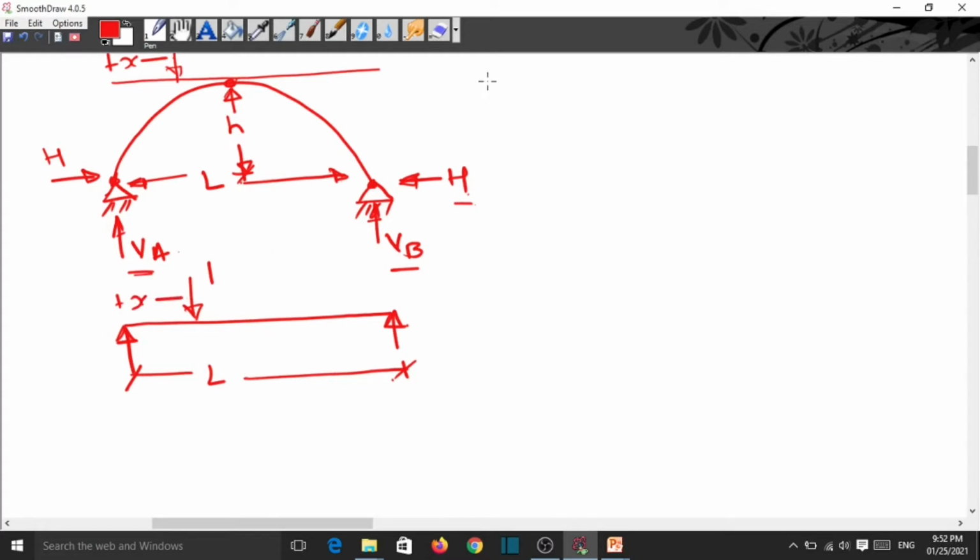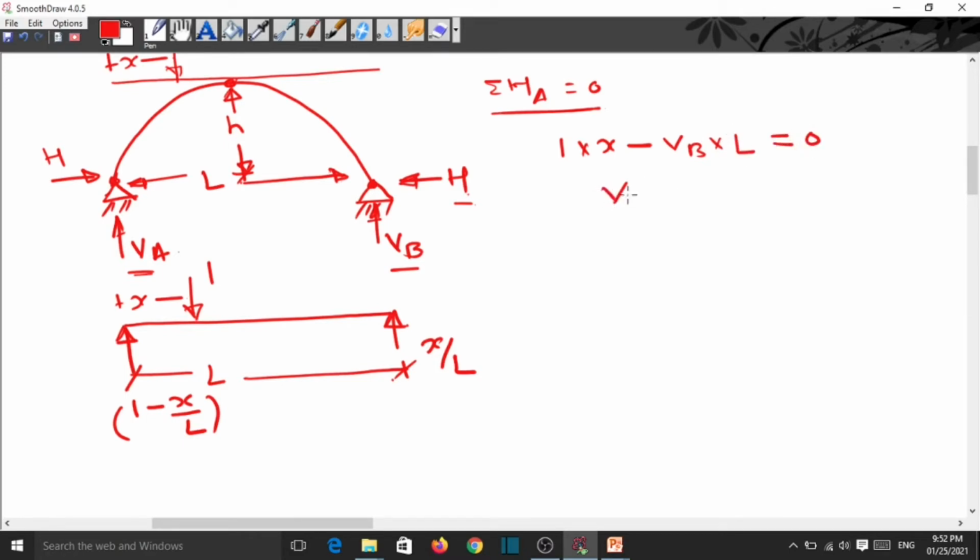Now by applying the sigma MA equal to 0 condition, we know this is X by L, and this reaction is 1 minus X by L. So when you apply sigma MA equal to 0, this 1 into X minus this VB into L is equal to 0. So VB is equal to X by L. And the total load is 1, so VA is equal to 1 minus X by L.